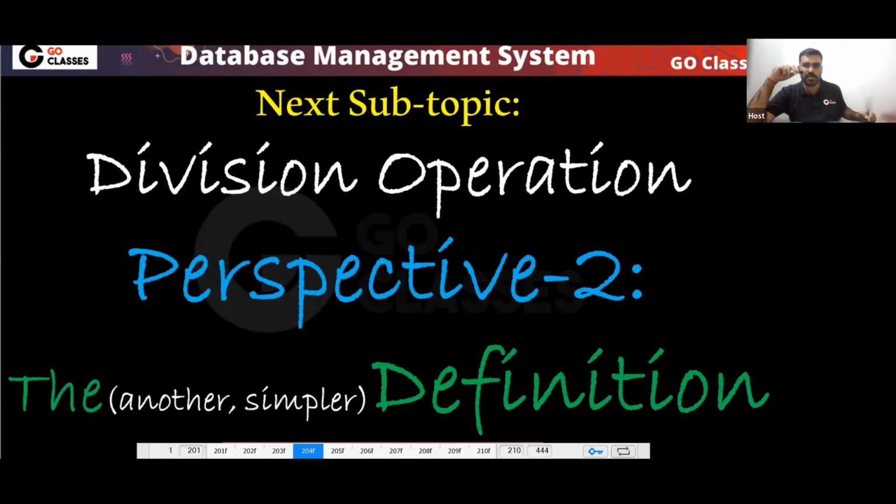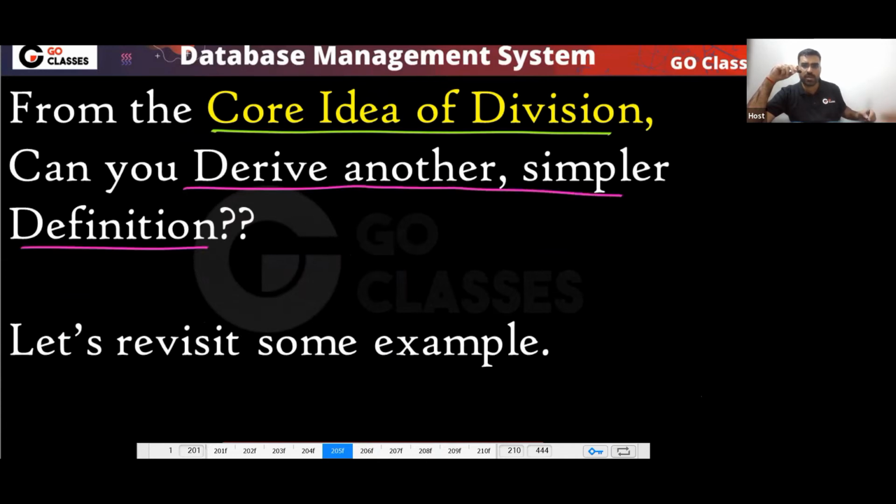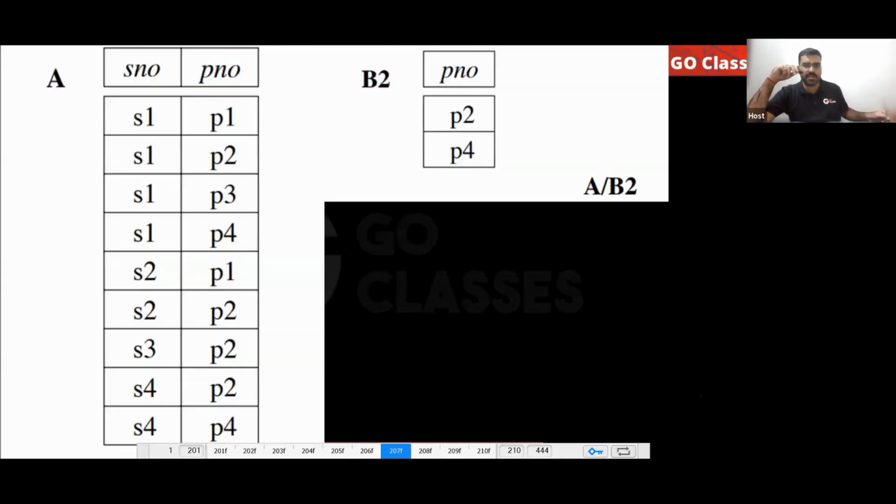This perspective number 2, we have actually already seen. From the core idea, you can derive this other, simpler definition. Let's see this example. In this example, I told you what the core idea is doing. Tell me what the core idea is doing. The core idea is going in this direction. Agree? In this direction, the core idea.